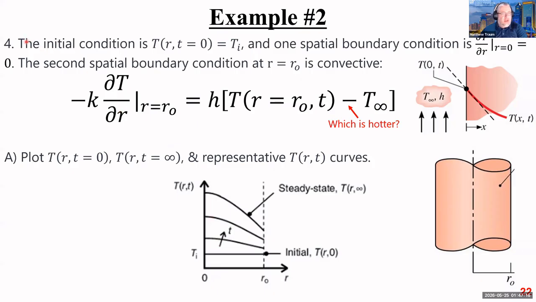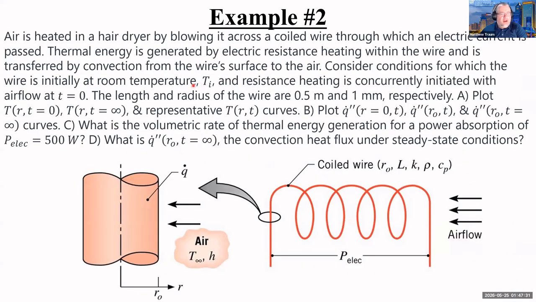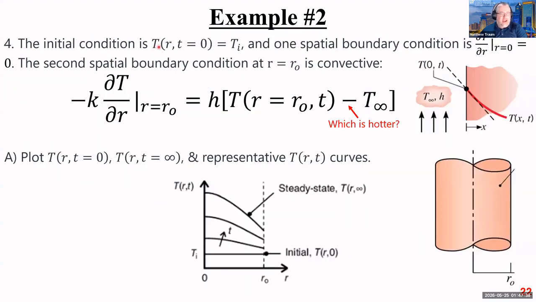So the initial condition: temperature at any radial location at t equals 0. Oh, this was given, right? Yeah, right. It's right here. Consider conditions for which the wire is initially at room temperature. Okay, so all this says is that the entire wire, for all values of r at t equals 0, is just Ti, the initial temperature, room temperature. Okay, so that's the initial condition.